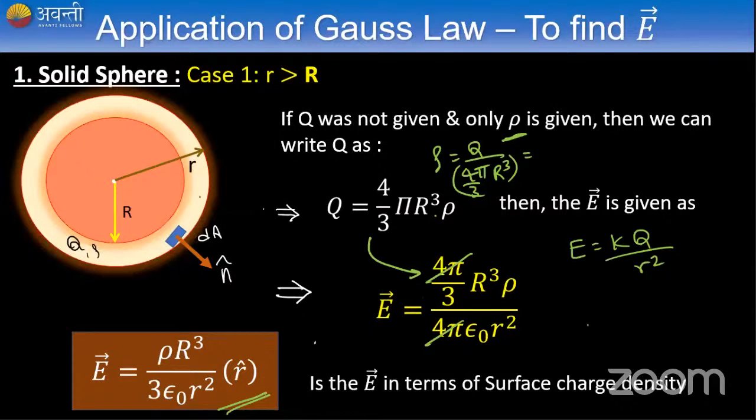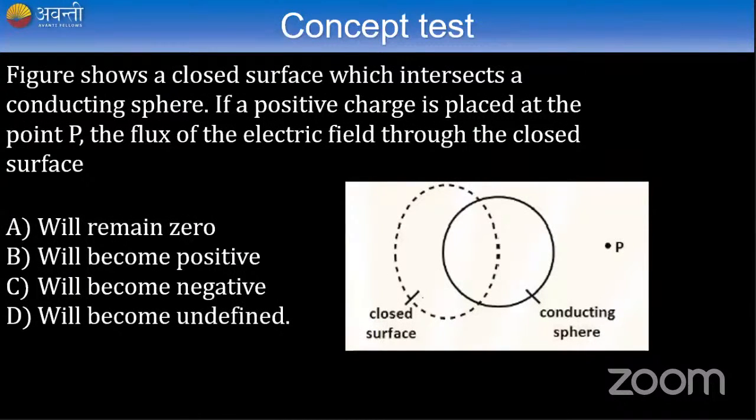Okay, then I'll give you a question. This is a question for you to think about, guys. Can you see this figure here? I hope everyone is able to see this. So I have considered a closed surface here and a conducting sphere here. Now at point P, if I bring a positive charge, then the flux of the electric field through the closed surface is. So what happens to the flux inside this closed surface? This is the question. Try to answer, guys.